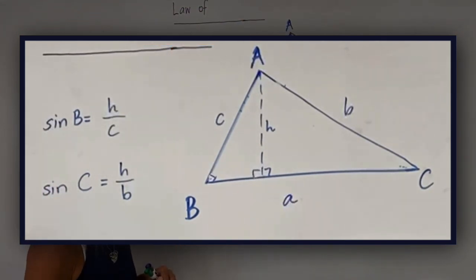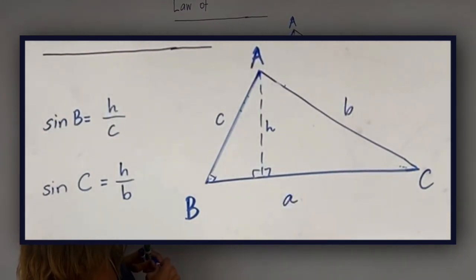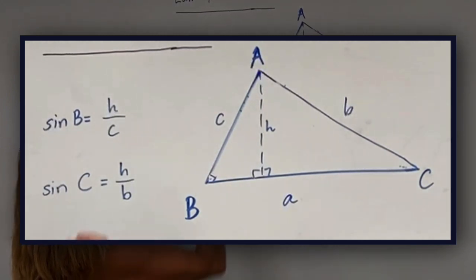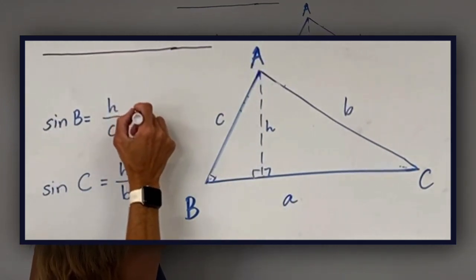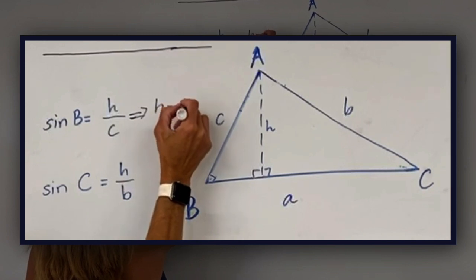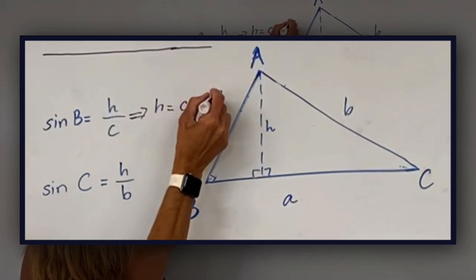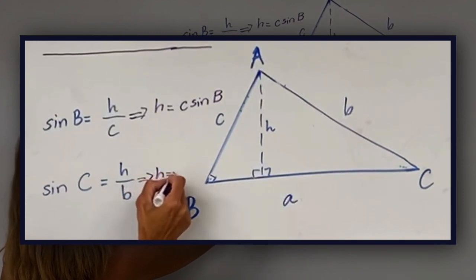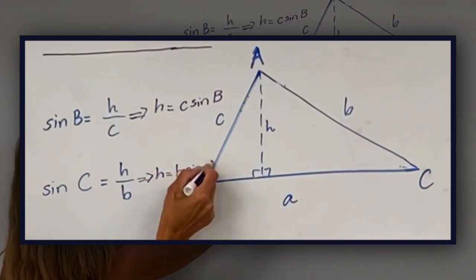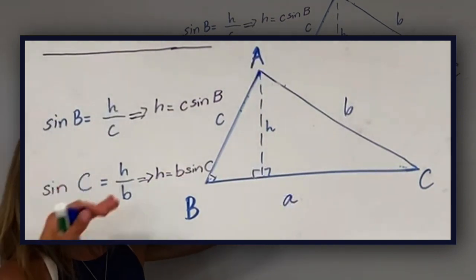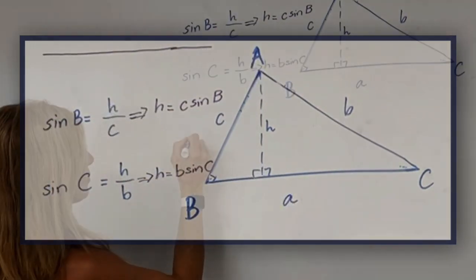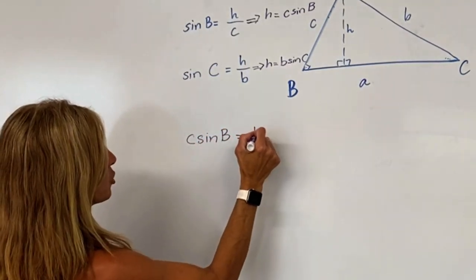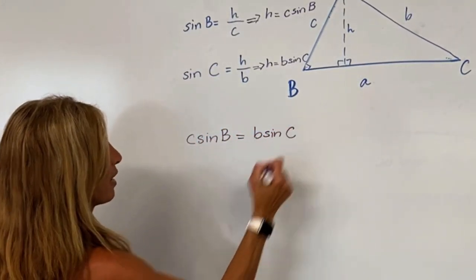If I just look at these two relationships, you'll notice from the first line, we can rewrite H to equal C sine B. And from the second line, H equals B sine C. So we can set these two equal to each other. So we have C sine of angle B is equal to B sine of angle C.